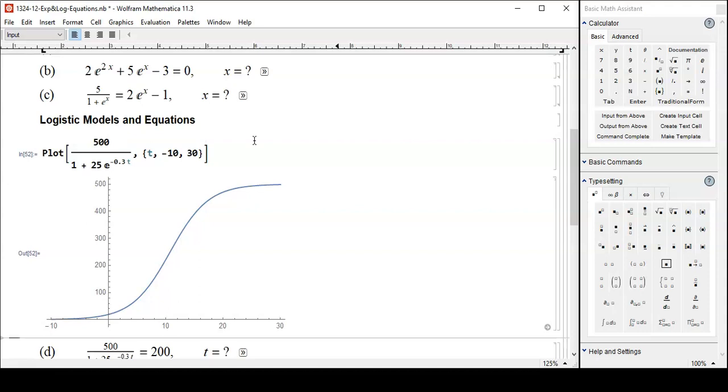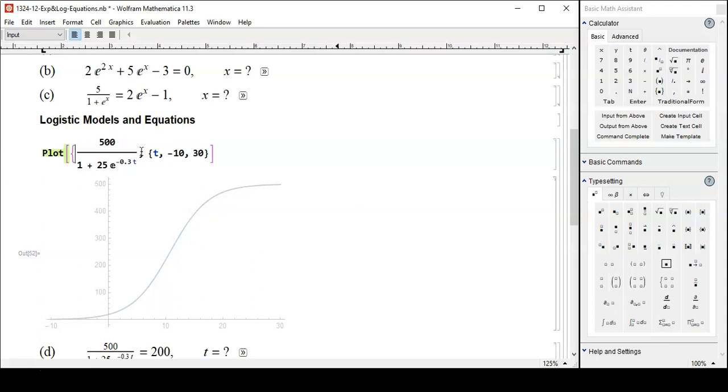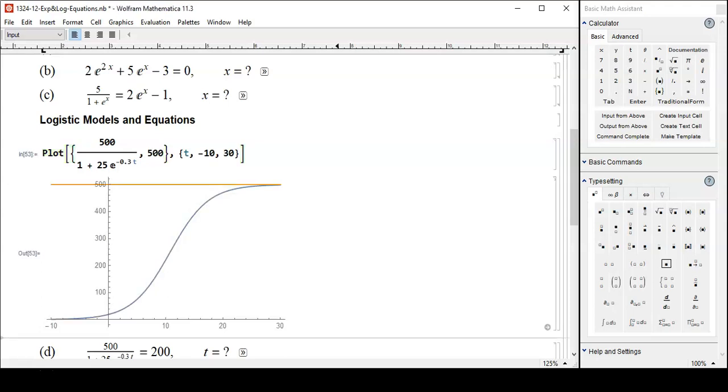If t gets really, really large, kind of like infinity, then e to the negative 0.3 times infinity is basically e to the negative infinity. That's 0. So 25 times 0, this whole thing is 0, so adding 0 changes nothing, and we end up with 500 over 1, roughly speaking, or pretty close to it. Indeed, I can couple these and show you these behaviors. So we have a horizontal asymptote. That's a stabilizing value.